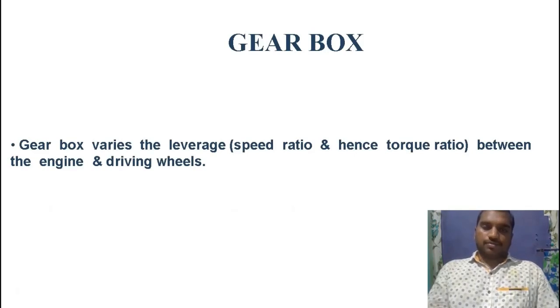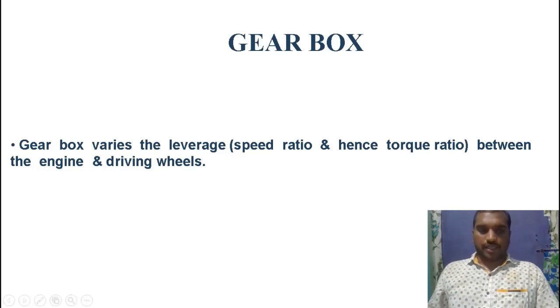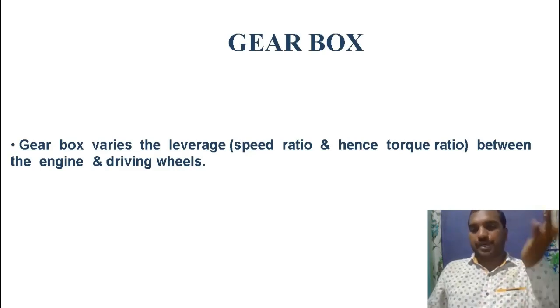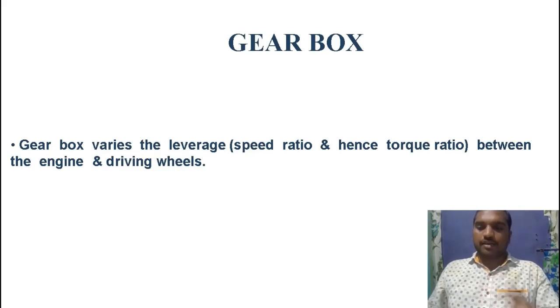The first point related to the gearbox is that the gearbox varies the leverage, in brackets speed ratio and torque ratio, between the engine and driving wheels. That leverage can be varied with the help of the gearbox. Speed and torque are inversely proportional. If the gear ratio is set to increase the speed, then torque will reduce. If the gear ratio is set to increase the torque, then speed will reduce.